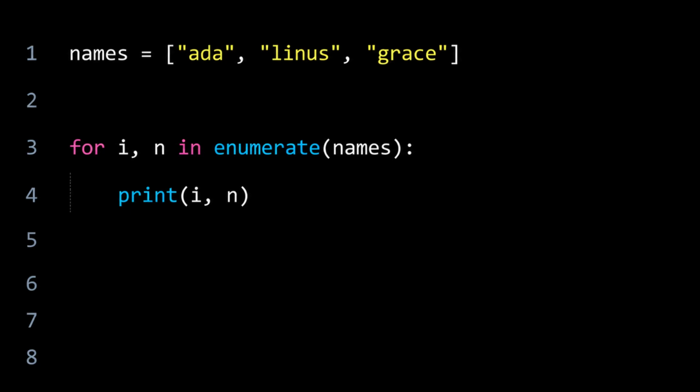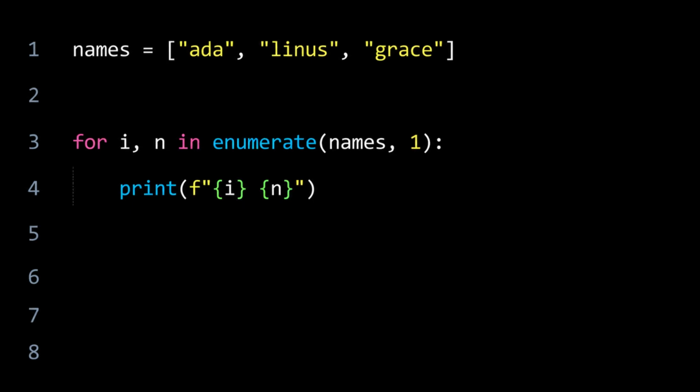A way you can do that is to use for i and n in enumerate, then you just pass in the parentheses the name of the list, which in this case is names, and we're going to pass a second argument, 1, and then we're going to print using a formatted string i and n, however you wish to arrange it. This will now start the counting from 1. That is just a quick overview of enumerate.